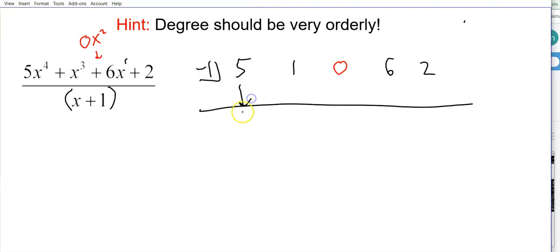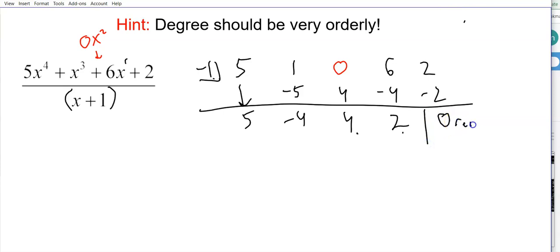First term just comes down at 5. Negative 1 times 5 is negative 5. Add, you get negative 4. Multiply, you get 4. Add, you get 4. Multiply, you get negative 4. Multiplying that number times this number to get that. 6 plus negative 2 is 2. Negative 1 times 2 is negative 2, and that is 0.